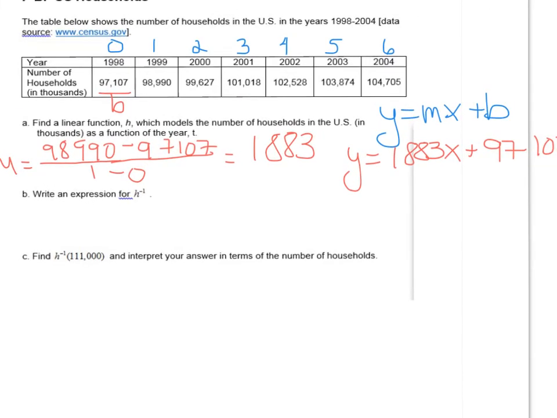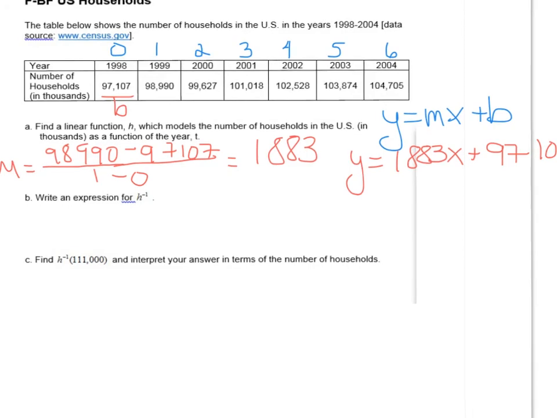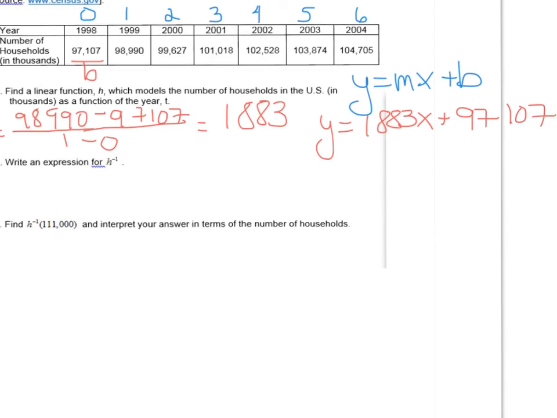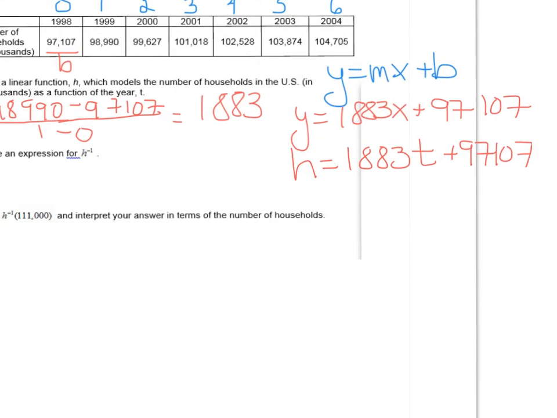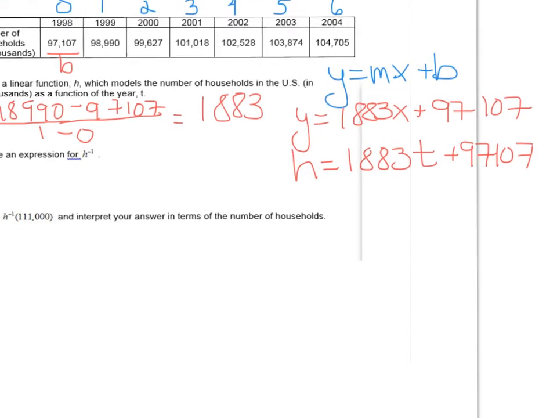So now write the inverse. Oh, I should use their function h and t, so I'm sorry I didn't use the appropriate notation. So this is h equals 1883t plus 97107. So now what we're going to do is find the inverse of that. So I'll do part B right here.